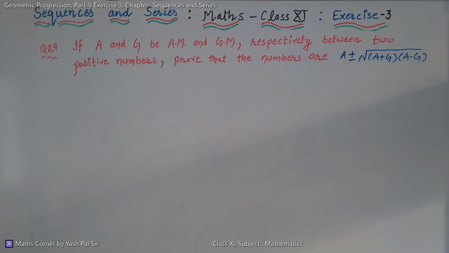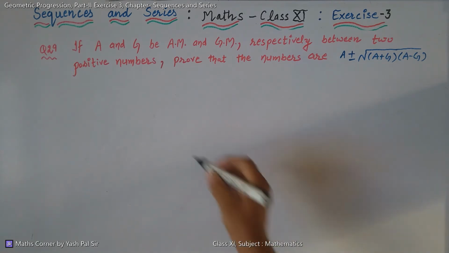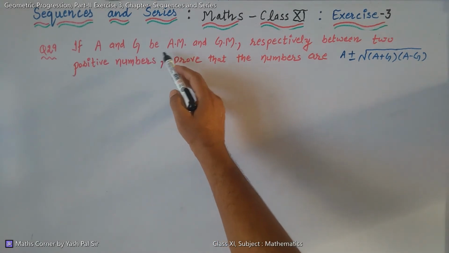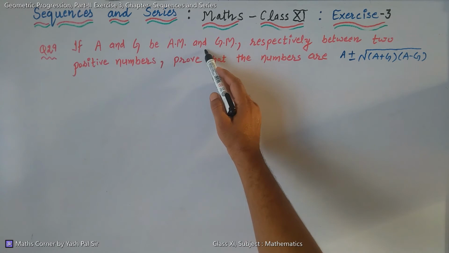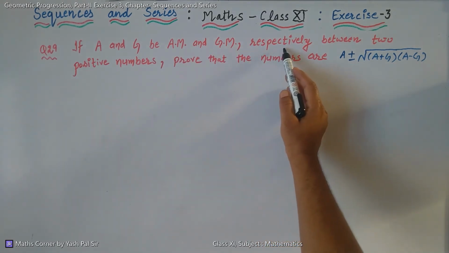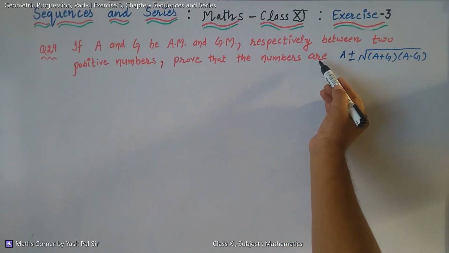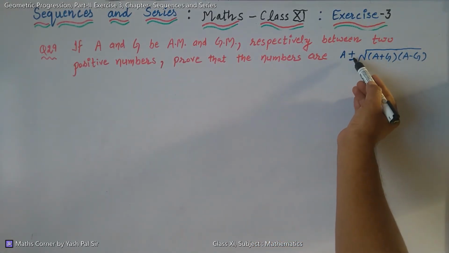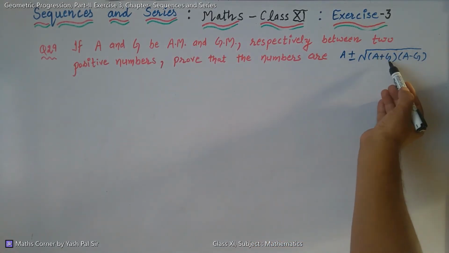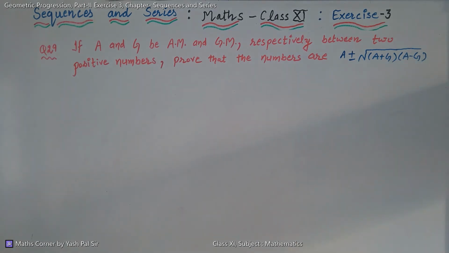Question number 29. This question is again very important from the examination point of view. If A and G be arithmetic mean and geometric mean respectively between two positive numbers, prove that the numbers are A plus minus square root of (A plus G) into (A minus G).